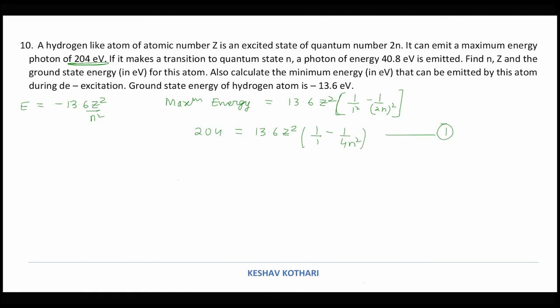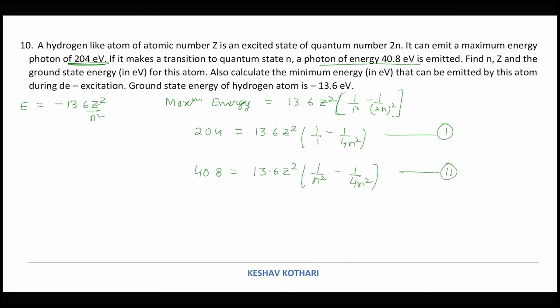Now, if it makes a transition to quantum state n, a photon of energy 40.8 electron volt is released. So now I am writing the equation for the transition from 2n to n. For the transition from 2n to n, the same expression can be written as 40.8 is equal to 13.6 Z square times (1 by n square minus 1 by 4n square). So this becomes my second equation for this particular problem.